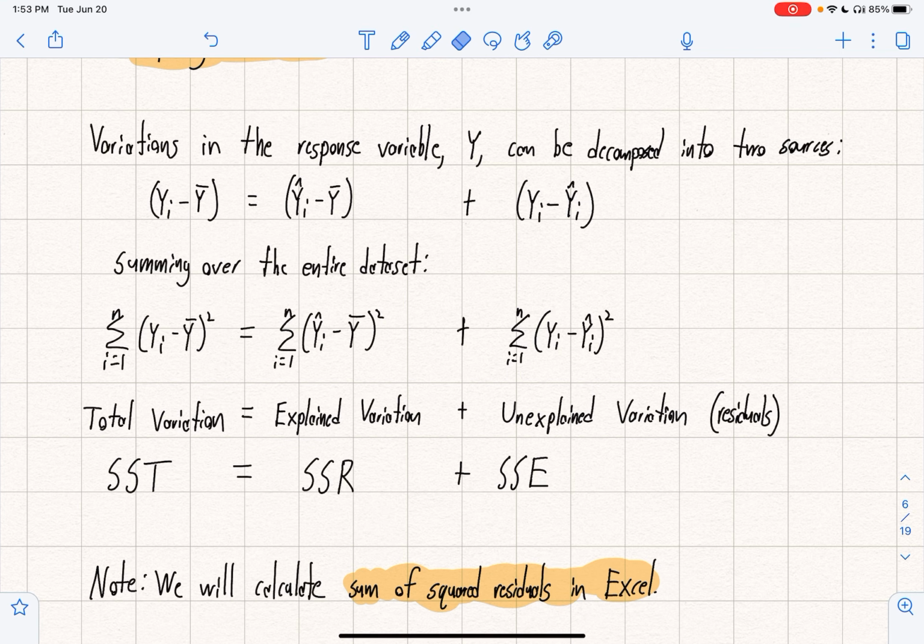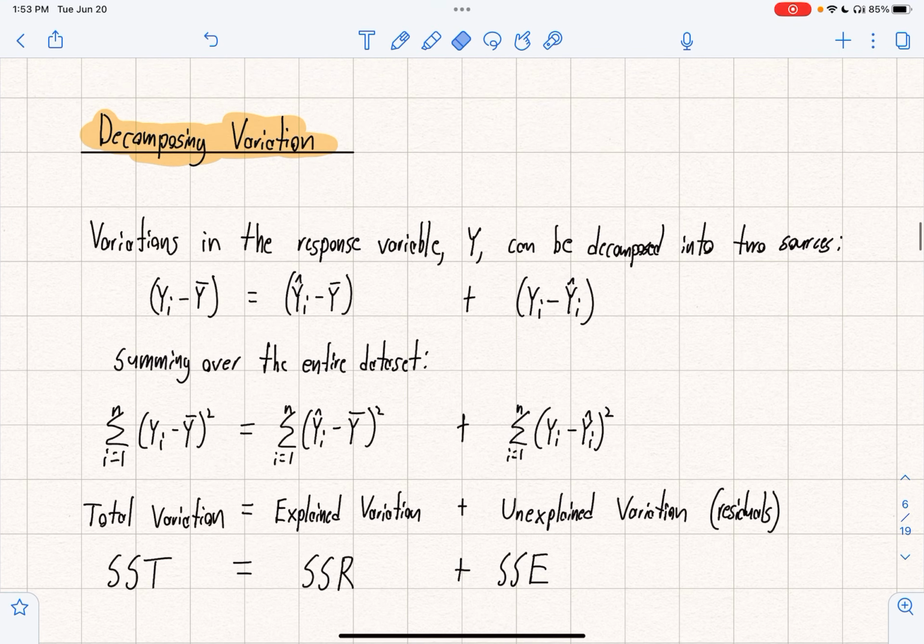But it's an important thing to discuss, so hopefully you listen in and can get an idea as to where variation in our data is coming from. That's my goal here. But ultimately, we're just going to be creating the tables in Excel, and you should be able to properly identify different aspects from our table so we can calculate all of the necessary things to perform regression analysis.